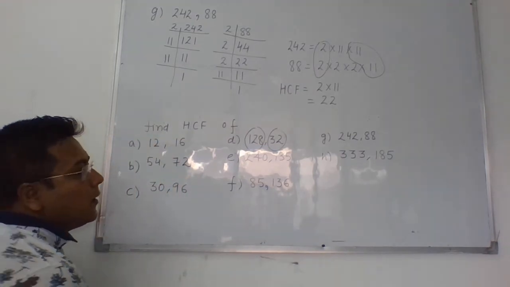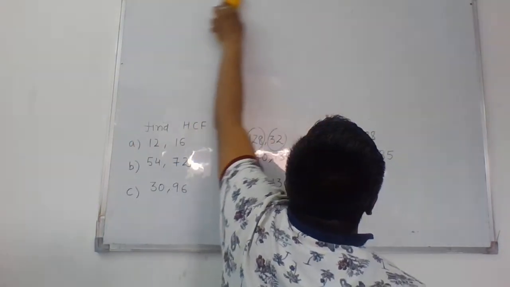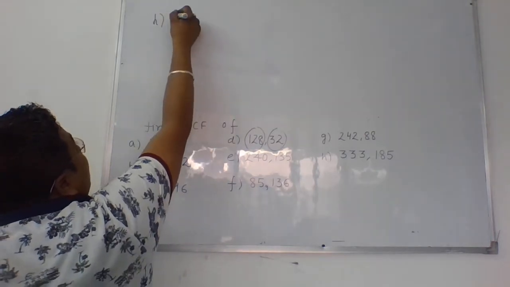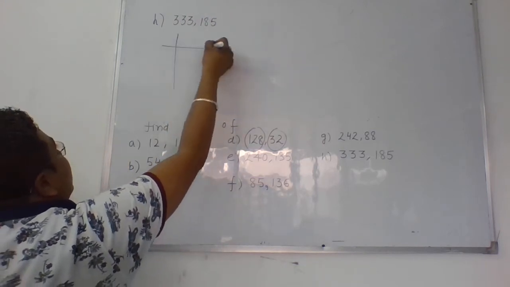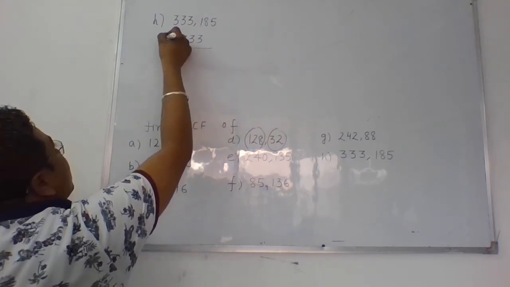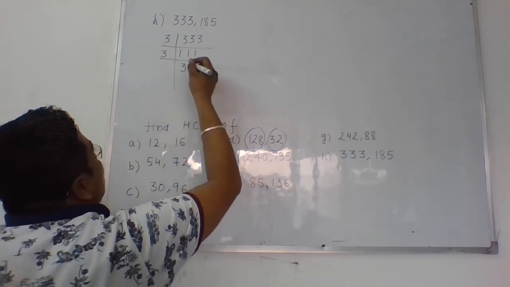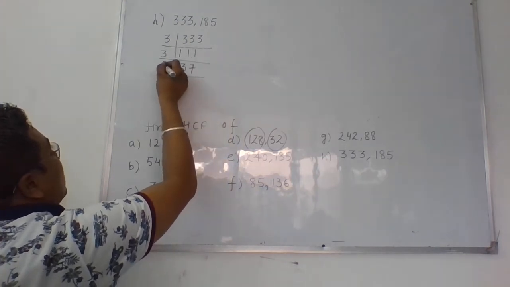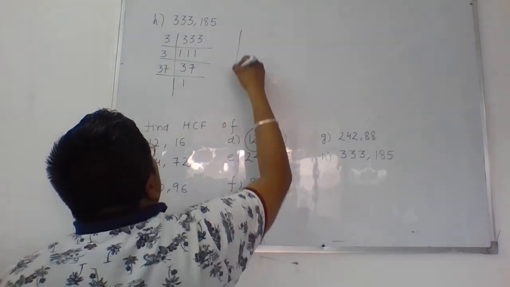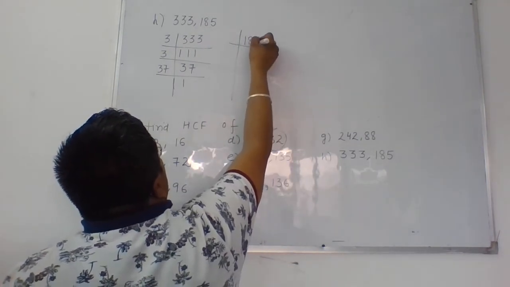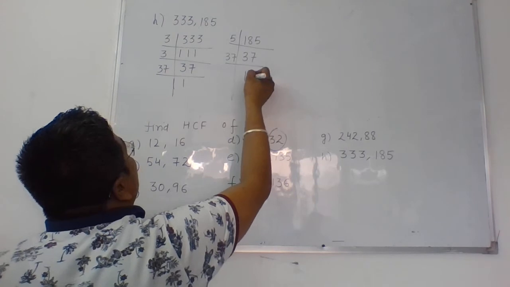Students, moving on to our last part, that is HCF of 333 and 185. So dividing 333 by 3, we get 111. We again divide by 3, so we get 37. We divide by 37 because 37 is a prime number. Then we have 185. We divide by 5, we get 37, and 37 is a prime number, we get 1.